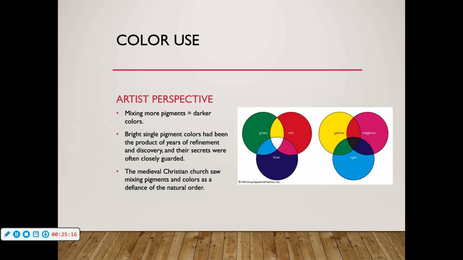The medieval Christian church saw mixing pigments and colors as defiance of the natural order. They were like, no, you don't need to mix the colors. Just get the colors as they are and then apply them. God made these colors. Don't screw with it.